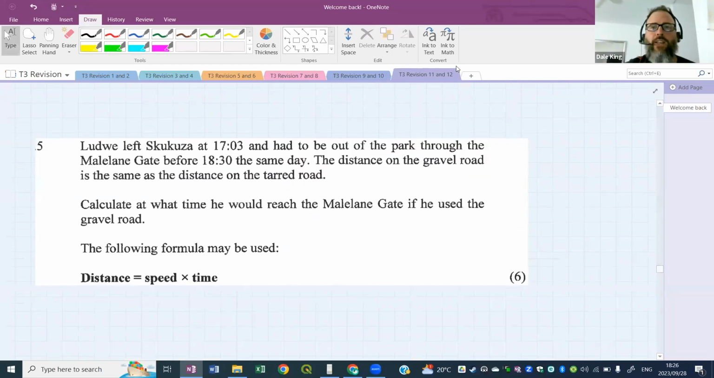Oh, there we go. Finally, a 6-mark question. Ludwig left Skukuza at 17:03 and had to be out of the park through the Malelani gate before 18:30 the same day. The distance on the gravel road is the same as the distance on the tarred road. Calculate at what time he would reach the Malelani gate if he used the gravel road.